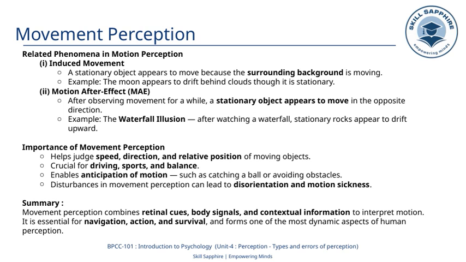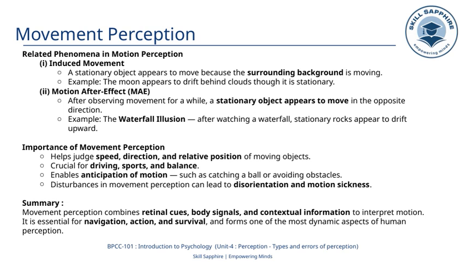Now, why is movement perception so important? Well, it helps us judge the speed and direction of moving objects, as well as their relative position. This ability is crucial when we're driving, playing sports, or maintaining balance. It also enables us to anticipate motion, like catching a ball or avoiding obstacles in our path. However, if there are disturbances in how we perceive movement, it can lead to disorientation or motion sickness. That's why understanding movement perception is vital. It directly impacts our everyday functioning.